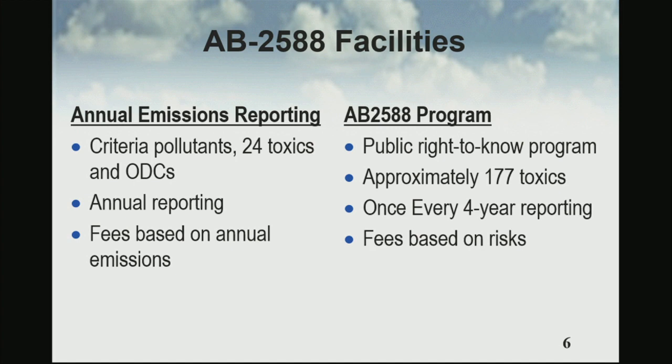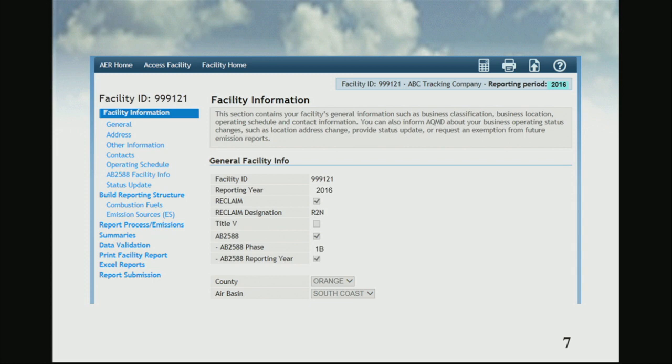AB 2588 facilities are grouped in 4 phases: phase 1A, 1B, 3 and 4. But you should not be worried about whether your facility is under this program or not. Why? Because the reporting tool has already classified you as one if you need to be. For example, for this reporting period, phase 1B facilities are required to report their quadrennial update. If your facility is identified as phase 1B, the program is already showing you on this page, and you will be required to report the long list of toxic emissions.